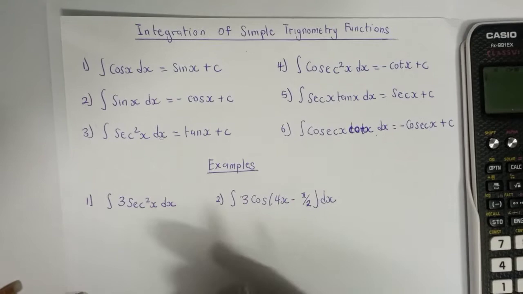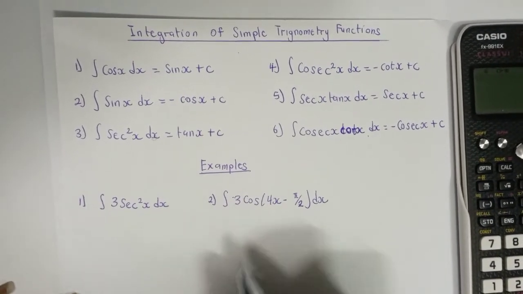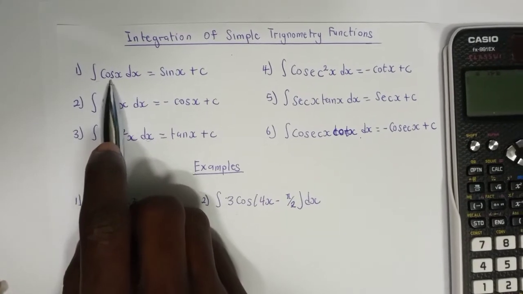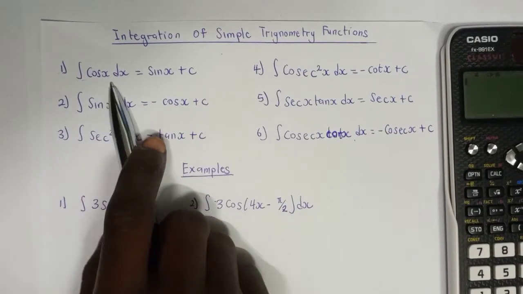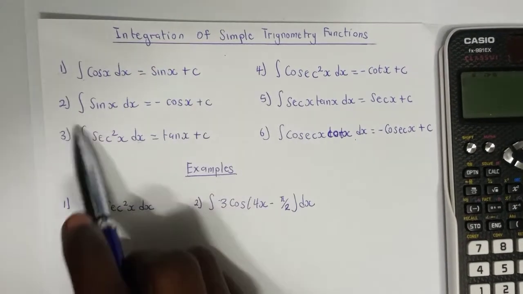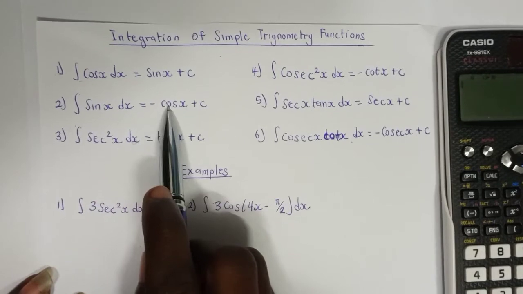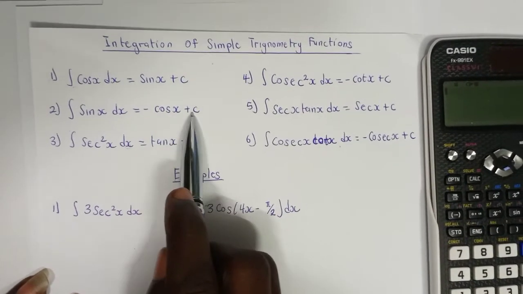Today we are going to talk about integration of simple trigonometry functions. When you integrate cos x, you are going to get sine x plus the constant. When you integrate sine x, you are going to get the negative of cos x plus c.